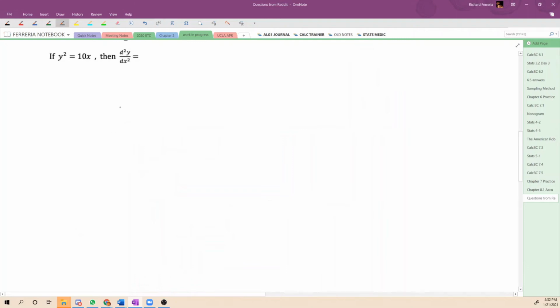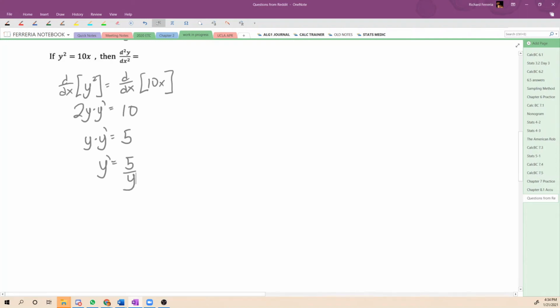The next problem we have here is to find the second derivative if I know that y squared is equal to 10x. So we'll take the derivative of the left and the right. Luckily, we took the derivative of y squared in the previous problem, and then the derivative of 10x is actually pretty easy. And that gives me that 2y multiplied by y prime is equal to 10, which is the same thing as y times y prime equals 5. So y prime equals 5 over y, or 5y to the negative 1 power.